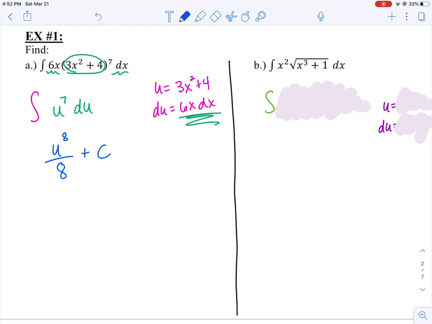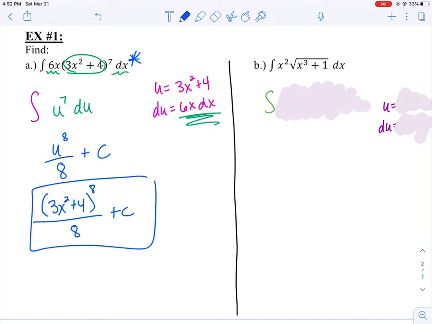Remember to add your constant of integration as soon as you integrate. But we don't want our answers in terms of u. We want our answers in terms of x's because that's how they asked it in the first place. So our last step is to just back substitute what we called u, which was my 3x squared plus 4. So the antiderivative of my original problem is this quantity here, 3x squared plus 4 to the 8th power over 8 plus c. Way easier than FOILing out 7 times.